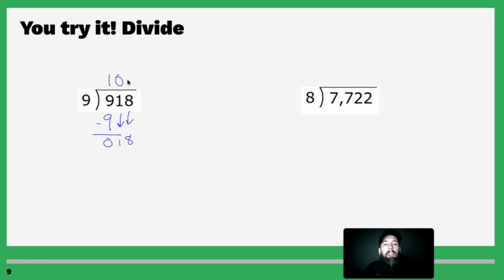9 goes into 18 2 times. 2 times 9 is 18. Subtract them. 18 minus 18 is 0. I'm out of digits, remainder 0.